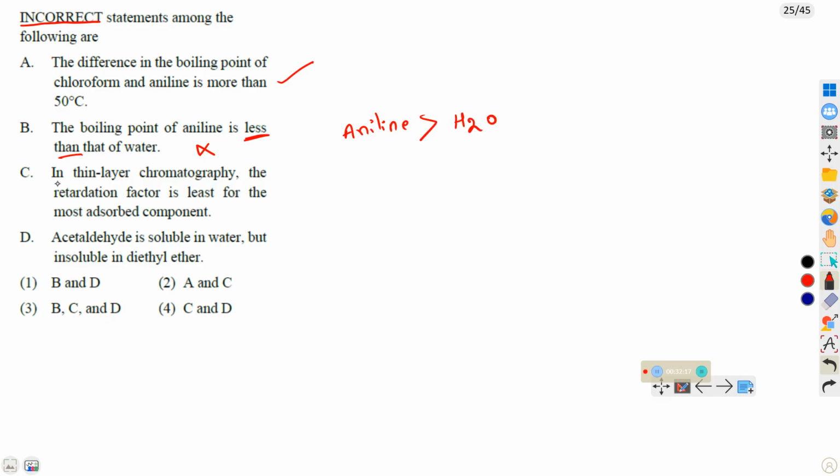In thin layer chromatography, the retardation factor is least for the most absorbed component. Correct. Acetaldehyde is soluble in water but insoluble in diethyl ether. Wrong. Acetaldehyde is soluble in water and ether. So statement B and statement D are wrong.